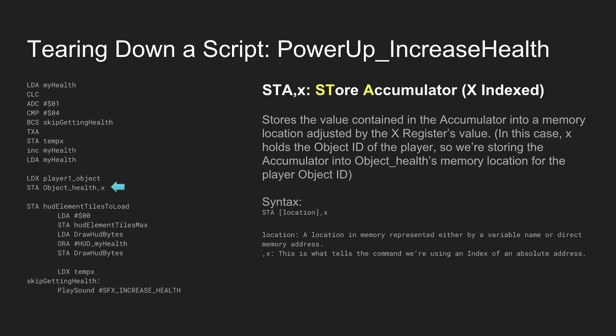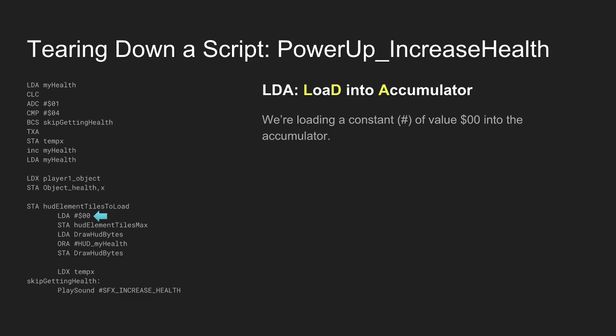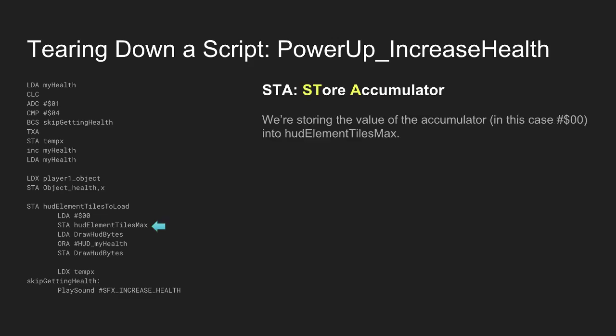The next block of code is used for the HUD update. We're storing the same value that we just stored into the player health value into the HUD element tiles to load variable. We're then loading the number 0 into the accumulator. We're storing that into HUD element tiles max. I can tell you that that is a counter which is compared to make sure that it doesn't draw too much of the HUD at once.